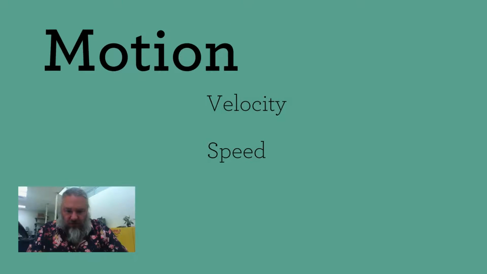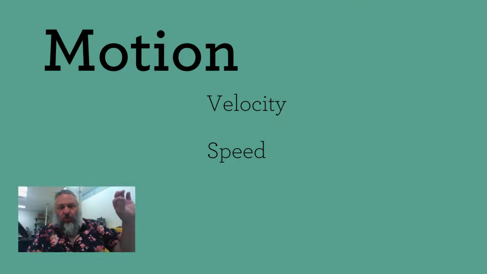So when we talk about motion, we talk about two ideas. We talk about velocity and we talk about speed. Both of those are a way of describing motion. Now, if you remember, velocity is what's known as a vector, which means it has direction. So velocity tells me about where and how fast an object is moving.